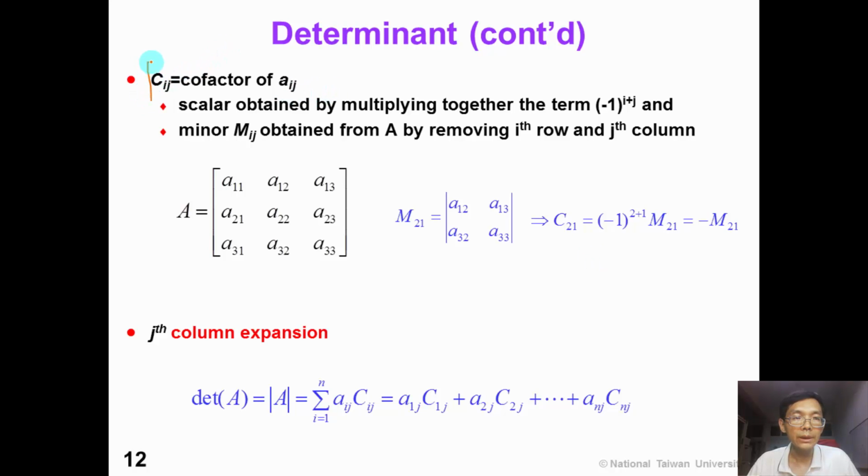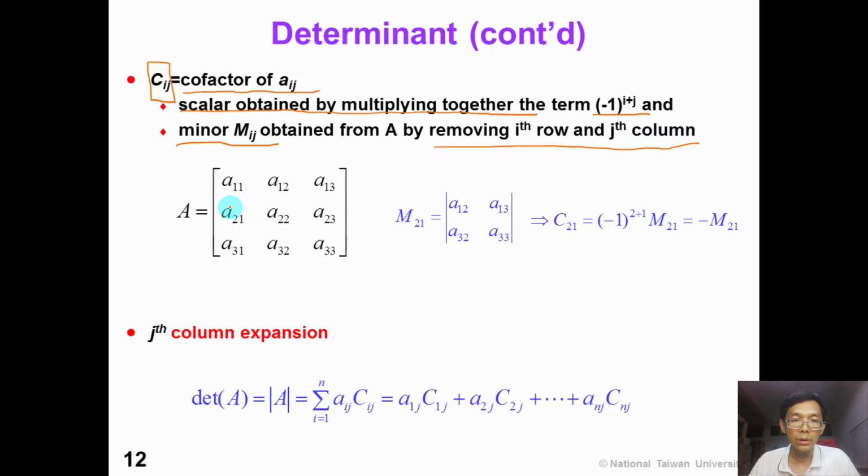Let's define Cij equal to the cofactor of Aij. Cij is a scalar obtained by multiplying together the term -1 to the power of i plus j and the minor matrix Mij, which can be obtained from A by removing the ith row and the jth column.